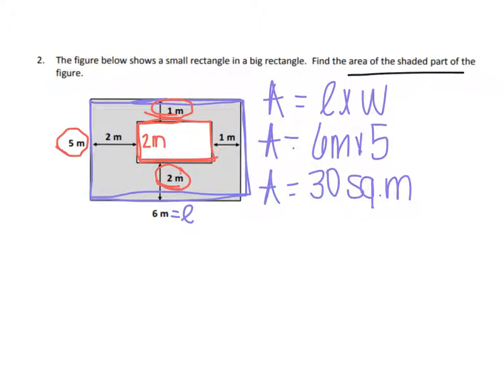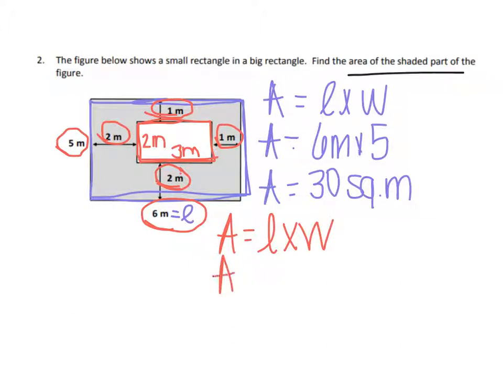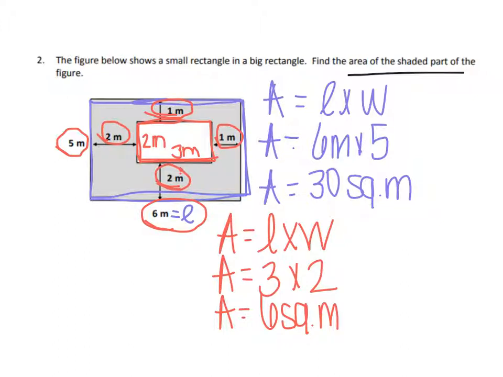Next, if I take a look at the length, I have a total of 6, but I'm already given the 2 meters plus the 1 meter, which is 3. So I need to subtract 6 minus 3, which will give me 3 meters. So now I can find the area, which is length times width. So A equals the length, which is 3, times the width, which is 2. A equals 6 square meters.